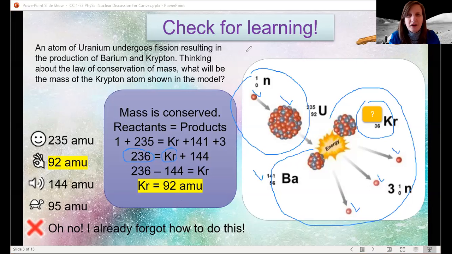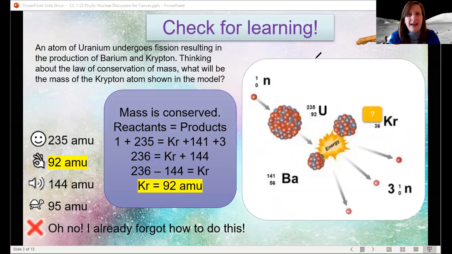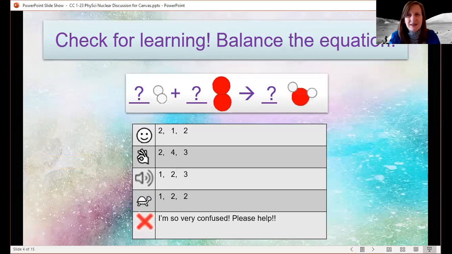Clear all drawings. And then I have a second question to do today, which was balancing the equation with the dots. So go ahead and pause the recording and figure this out, and then play it back when you're ready to go, and we'll check your work. I'm going to tell you the answer here in 3, 2, 1.